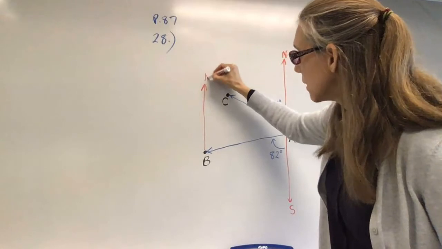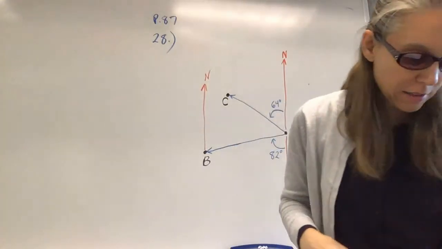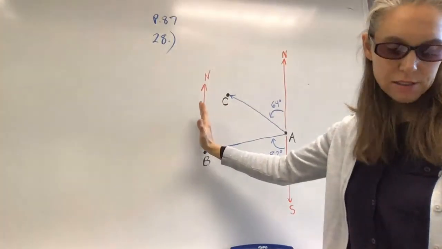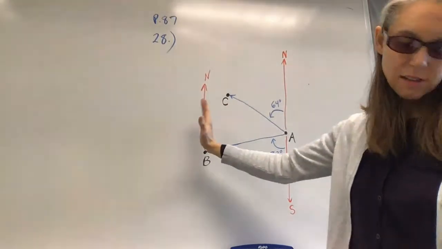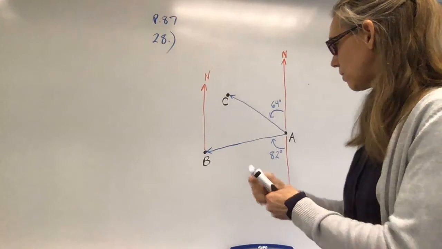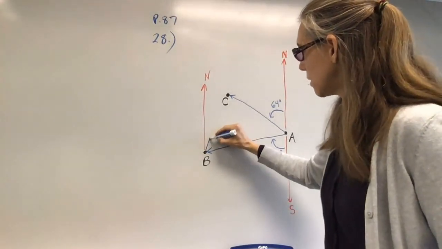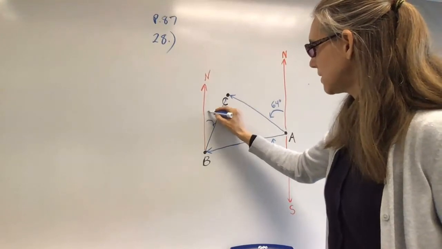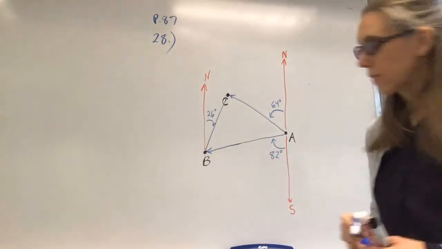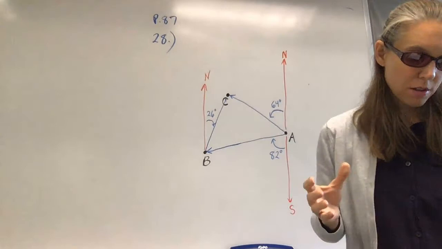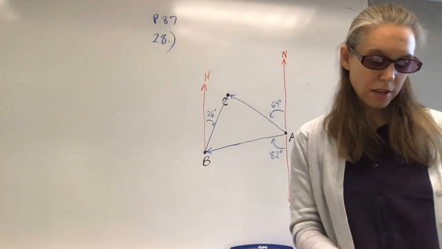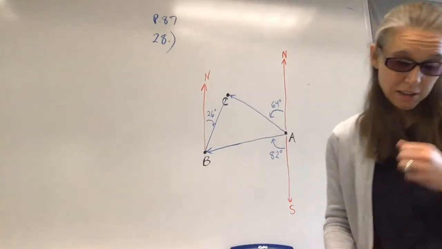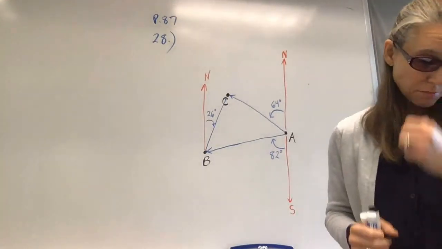Okay, from B, I'm going to have a north line. Here's my north line. And from B to C, I have to go 26 degrees east of north. So now I have a line going up to C, and that is going to be 26 degrees east of north.